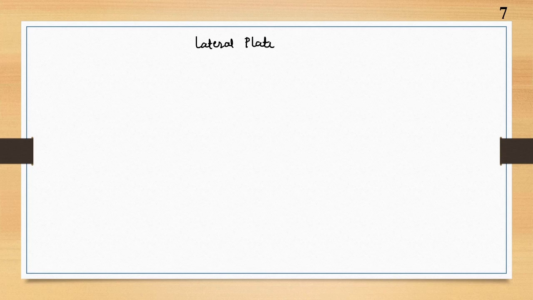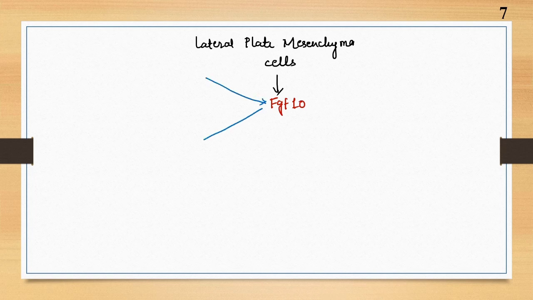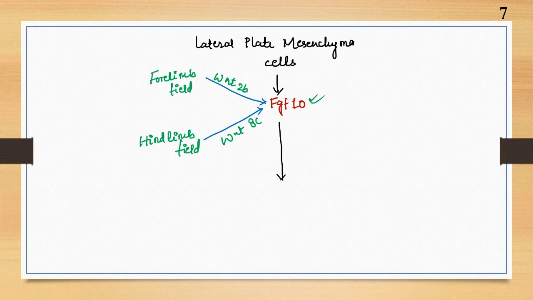Lateral plate mesenchyme cells release FGF10. This FGF10 is stabilized by two different molecules in two different limb fields. In case of the forelimb field, it is stabilized by WNT2B molecule. And in case of the hind limb field, it is stabilized by WNT8C molecule. Okay, so now this FGF10 has been stabilized, so it will induce the ectoderm.